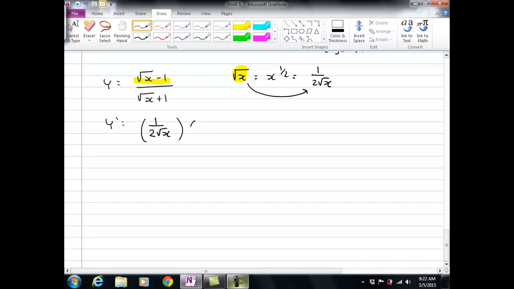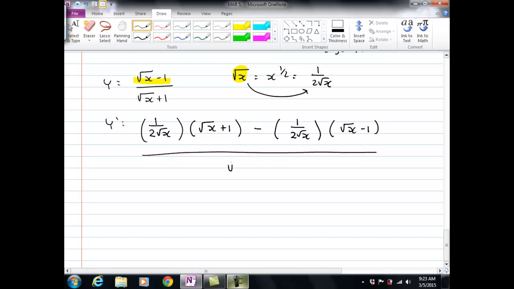times root x plus 1. Okay. Minus the derivative of the second. Root x, again, I know for a fact, is 1 over 2 root x, times root x minus 1, all over (root x plus 1) all squared.